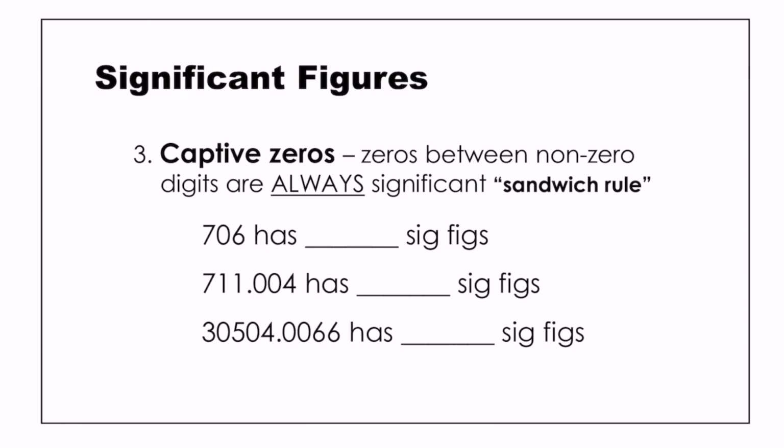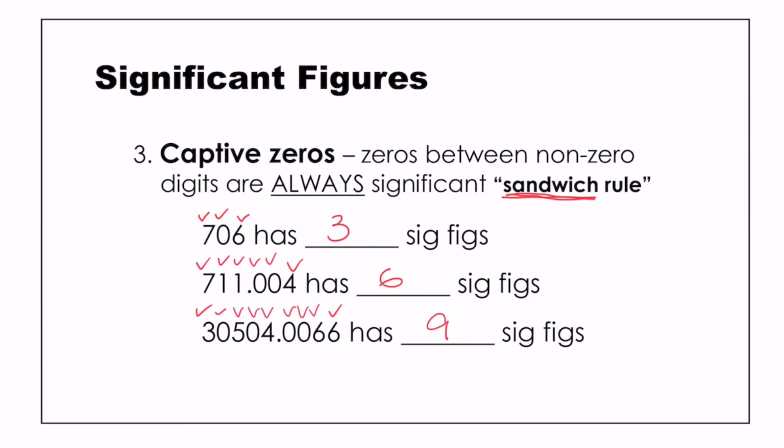Captive zeros, as in the sandwich rule, that's what I call it, is any zeros in the middle all count. So I really just look at the first not zero digit and the last not zero digit, and I don't really think twice. Anything in between are all significant. So that 0 is significant, so 3. First digit, last digit, not 0. So anything in between, all significant. First digit, last digit, anything in between, all significant.